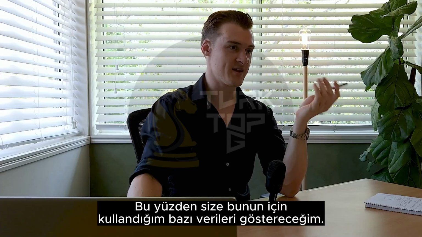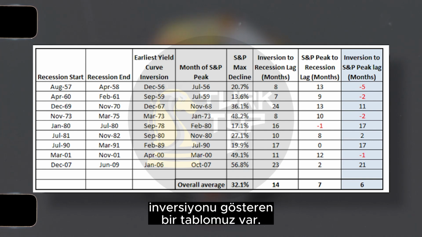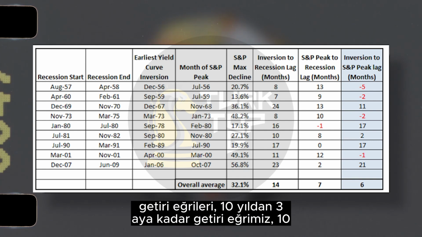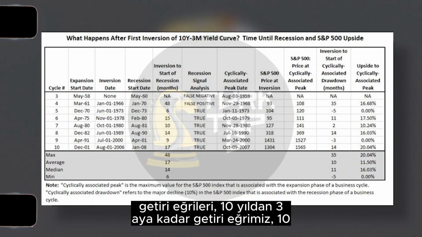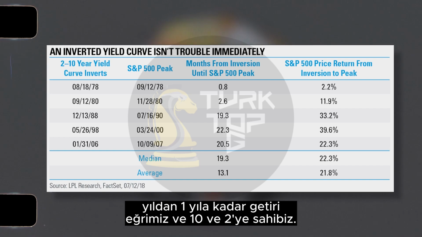So I'll show you some of the data that I used for this. We have a table here which shows you the average inversion to the S&P 500 peak using yield curves. We have the 10-year to 3-month yield curve. We have the 10-year to 1-year yield curve, and we have the 10 and 2.